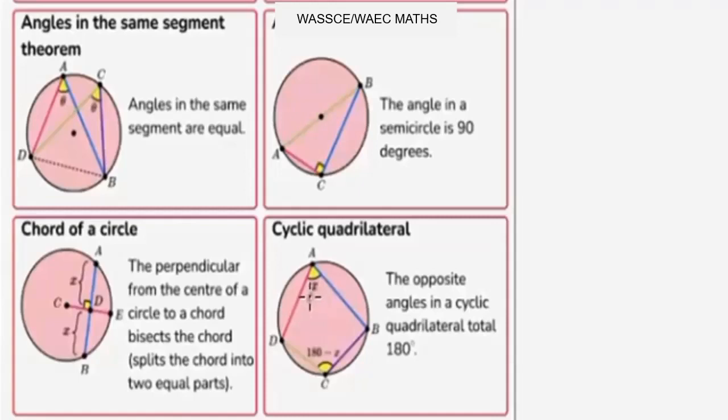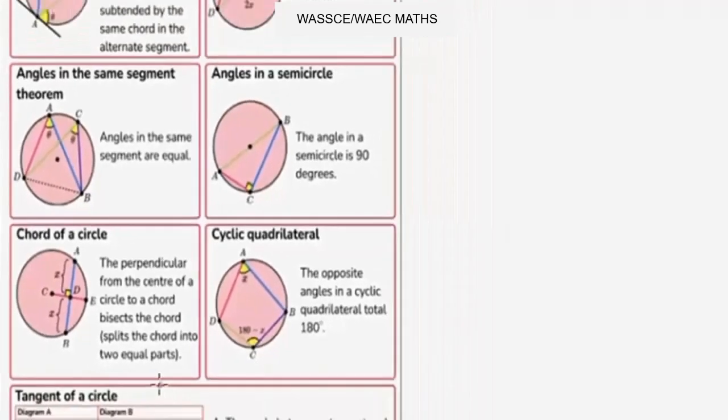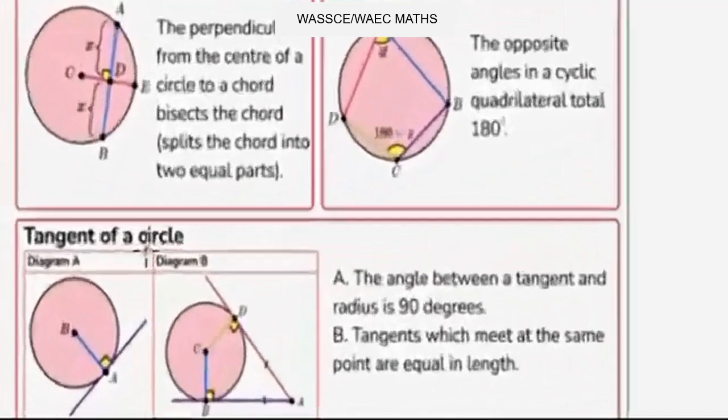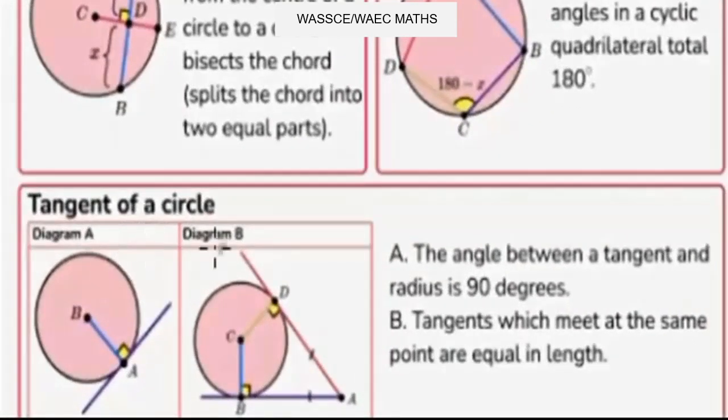Now the sixth one I have here says cyclic quadrilateral. Circles that involve cyclic quadrilateral. It says the opposite angles in a cyclic quadrilateral total 180 degrees. Now the last one I have here says tangent of a circle. Now we have diagram A and diagram B here. The angle between a tangent and a radius is 90 degrees. Diagram B says tangents which meet at the same point are equal in length.